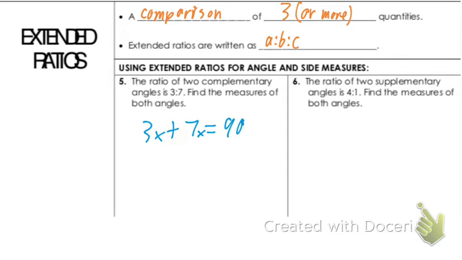So what would I do at this point in our algebra? Combine those like terms and get 10x. 3x plus 7x is 10x equals 90. Now what? Divide by 10. x is 9. So we know we can multiply both these numbers by 9. So what are the two angles here?